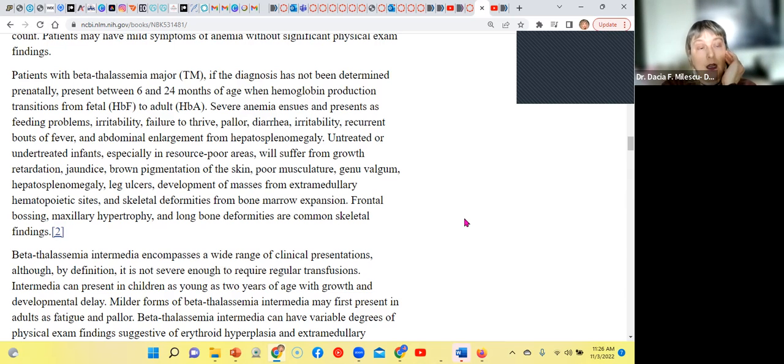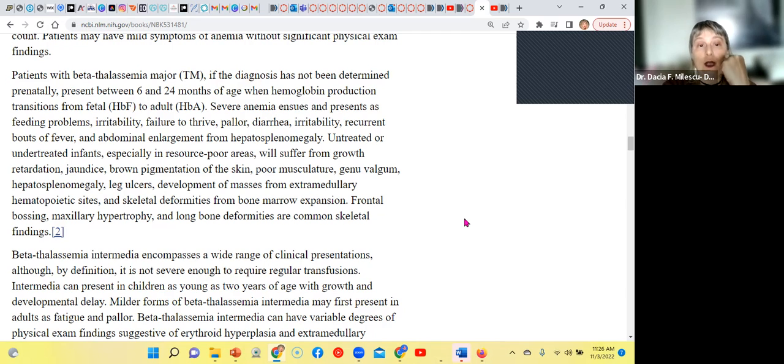Severe anemia, feeding problems, irritability, failure to thrive. The child is very pale, diarrhea, irritability, fever, abdominal enlargement, hepatosplenomegaly, all of these things.